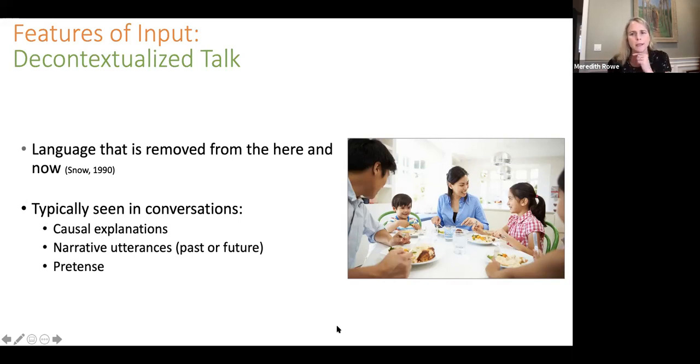There are different contexts when this type of talk seems to appear more than others. Obviously, pretense does occur during play, but narrative utterances and explanations tend to show up in other types of contexts, like mealtimes here in this photo. You're not spending the entire mealtime talking about the food. You might also be discussing how your day was and things like that, or driving in the car or bath time. There are other times of day where you see these types of conversations more.